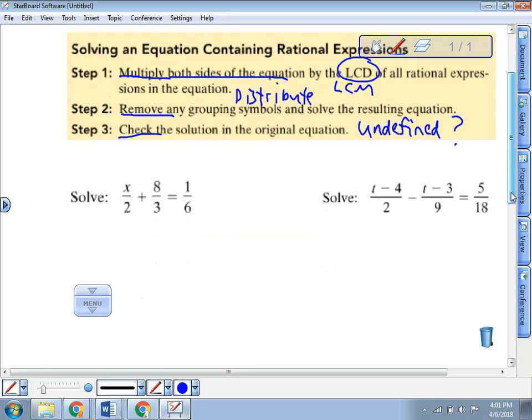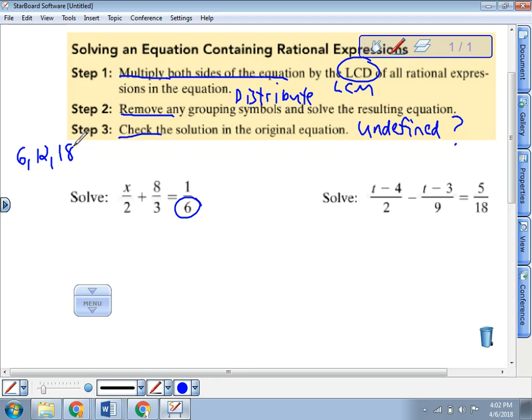First example, x over 2 plus 8 over 3 equals 1/6. We're going to look at these denominators right here. We want to find that common denominator. Well, the least common multiple will never be smaller than the largest number. So I look to this 6, because what are the multiples of 6? 6 times 1 is 6, 6 times 2 is 12, 6 times 3 is 18, and so on.